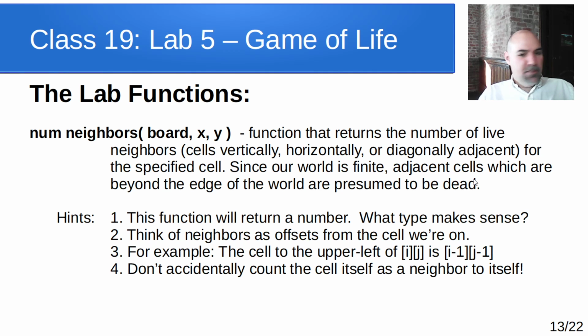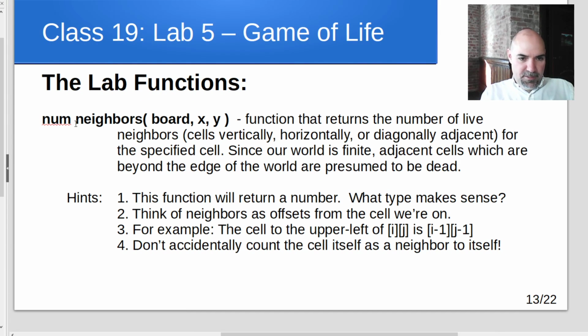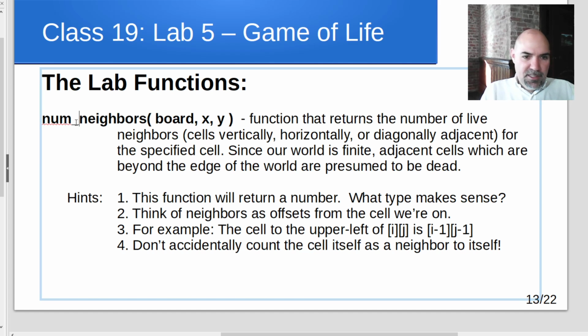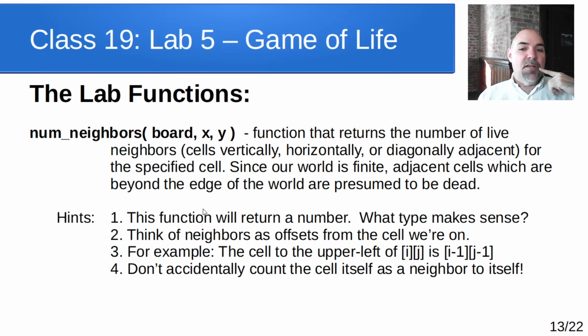All right, a few hints for this one. The function's going to return a number, and there should be an underscore there. Apparently the word processor decided I do not need that. Okay, so the question here is, what type of number is that? Well, it doesn't need to be a float because it's going to be an integer count. It'll be either 0 or 1 or 2 or 3 or 4 or 5 or 6 or 7 or 8. That's it. So this is going to need a return type.